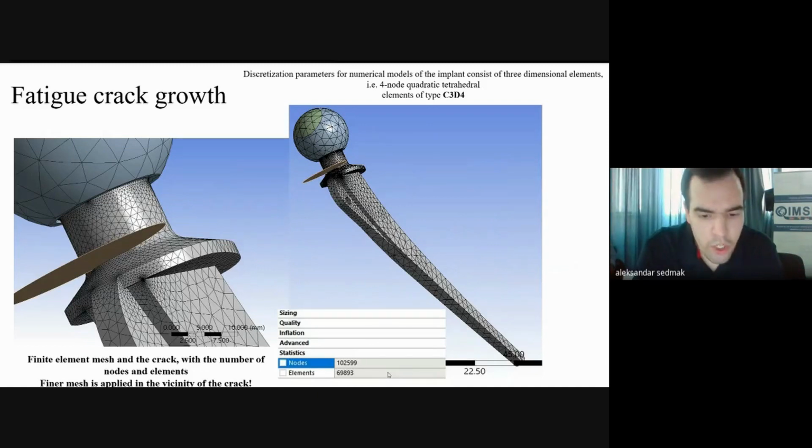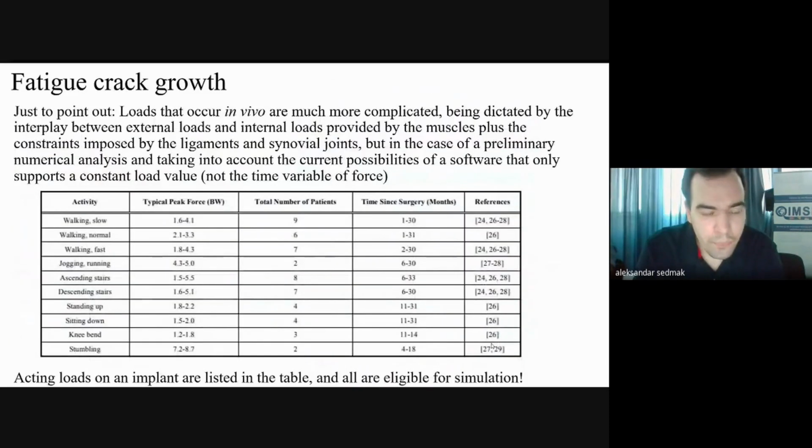Here you see the meshing and how many nodes and elements we used. The finer mesh is usually applied in the vicinity of the crack to acquire better results. Then to point out again the type of loads you can make. So you can make different numerical analysis just by applying different intensity of the load.